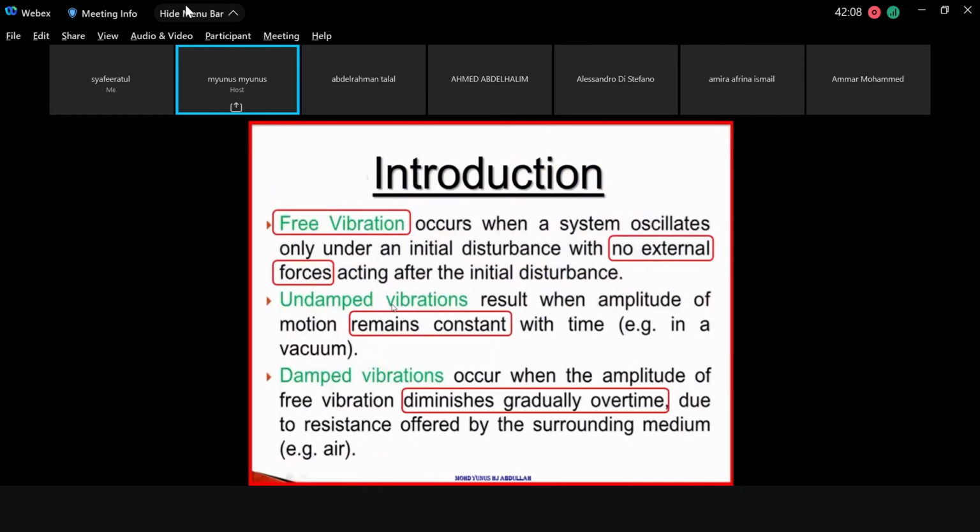The undamped vibration means that there are no external devices put on the system, so it will keep repeating the oscillation until it stops on its own. So this one remains constant with time. For example, if you get a pendulum swinging and let it go for a couple of hours, it will stop on its own.